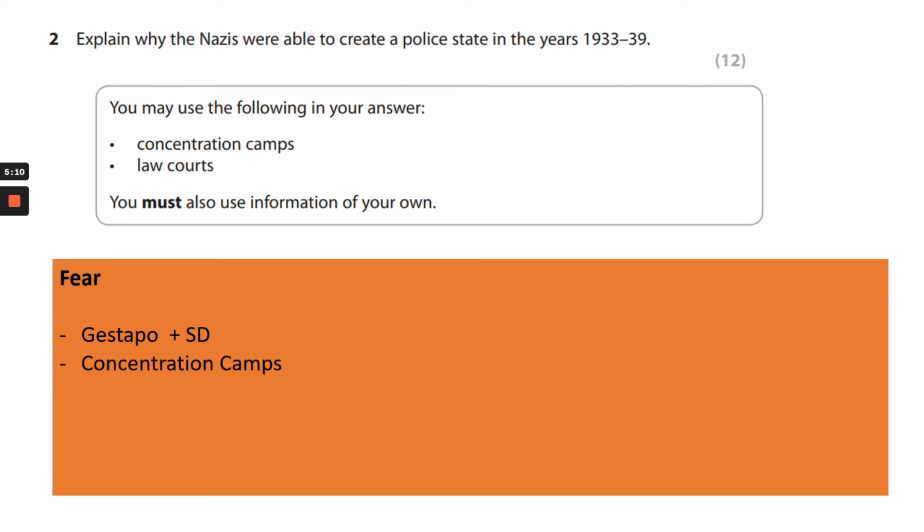Another quite easy paragraph, I think, for us is the concentration camps. They're able to create a police state in the years 1933 to 39 because they created concentration camps. And then you give me the details, the number 150,000 in 1939, and you explain why that meant that people were so afraid and the police state was able to be put into effect.